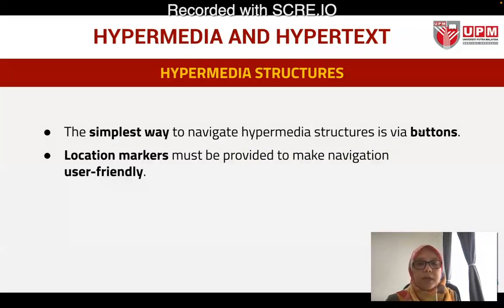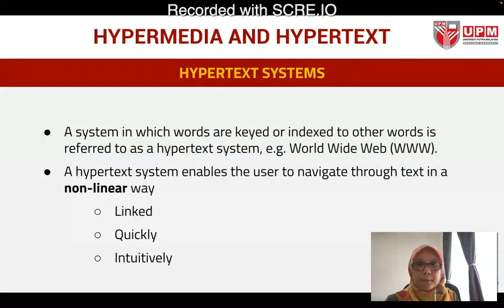The simplest way to navigate hypermedia structures is via buttons. Location markers must be provided to make navigation user-friendly. A hypertext system is a system in which words are keyed or indexed to other words. For example, the World Wide Web, where you can type in and click on any button or link, and you can go to any other place inside the internet. A hypertext system enables the user to navigate through text in a non-linear way. It is linked quickly and intuitively.